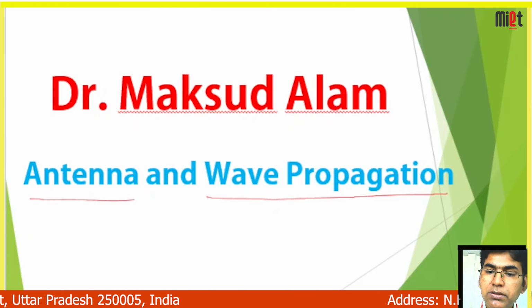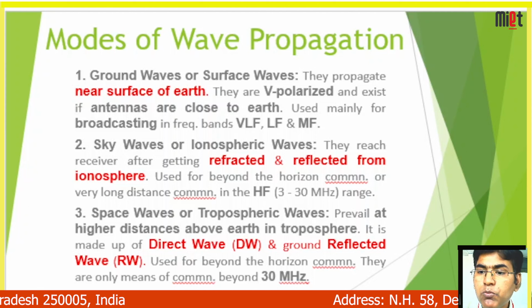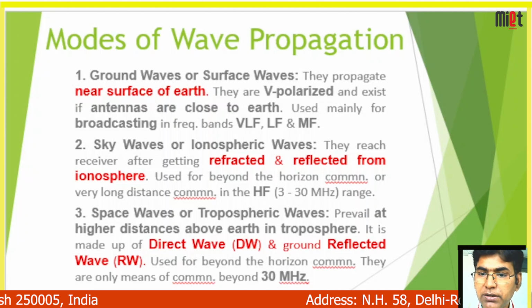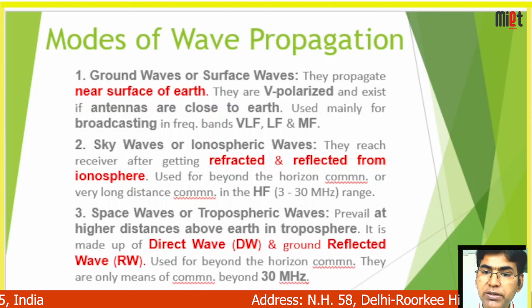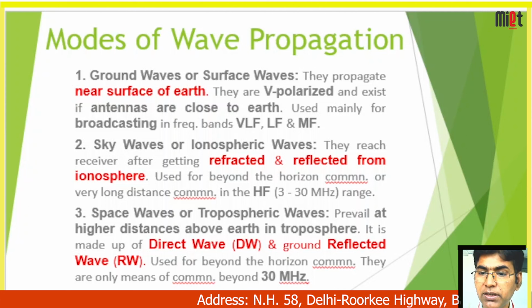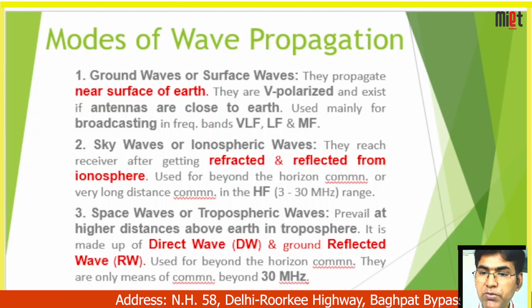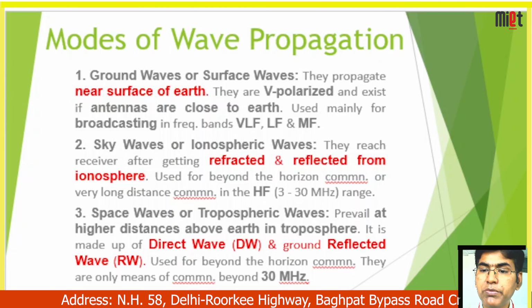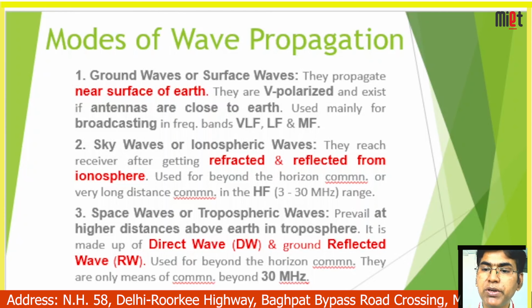Now the next part of today's lecture is modes of wave propagation. We have seen till now what an antenna is and what wave propagation is. An antenna is a transducer which converts electrical energy into electromagnetic energy, or electromagnetic energy into electrical energy. Antenna can be used as an electromagnetic wave generator.